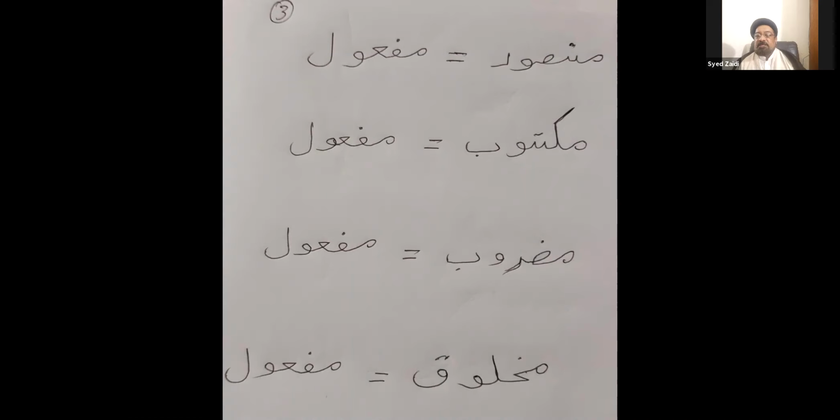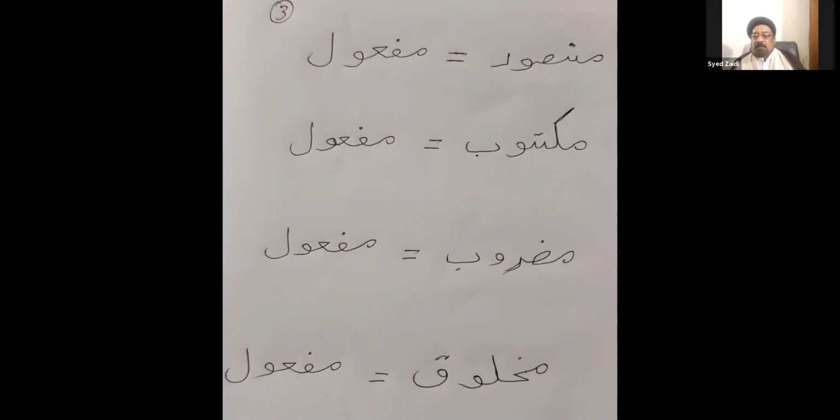Madroob, somebody who was beaten up. But I have to use a whole sentence to convey the meaning. If I'm going to say that one man was beaten up, the guy who was beaten up would be called by a single word in Arabic, madroob. It's as simple as that.